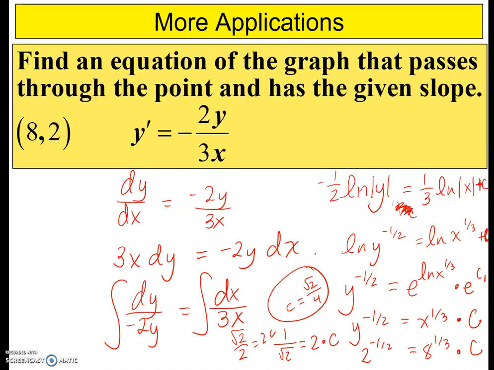And so I believe, if I've done this correctly, and like I said, I'm not particularly untired, y to the negative 1/2 equals x to the 1/3 times the square root of 2 over 4. And so to get rid of this, square both sides.